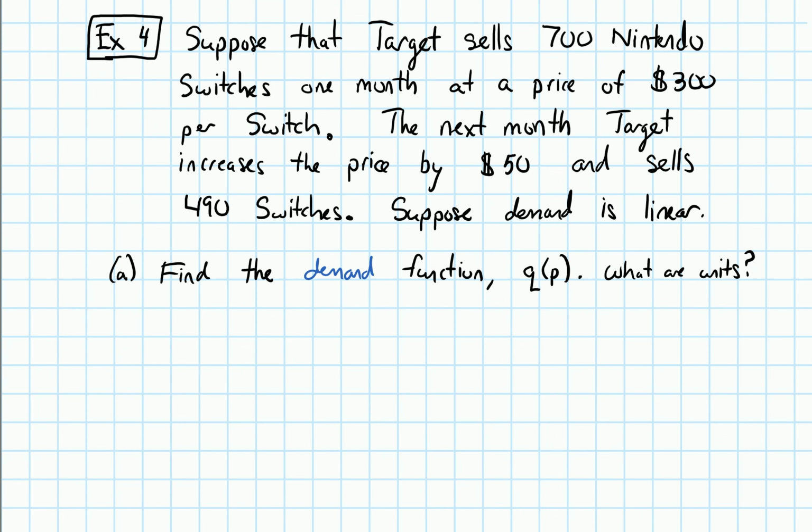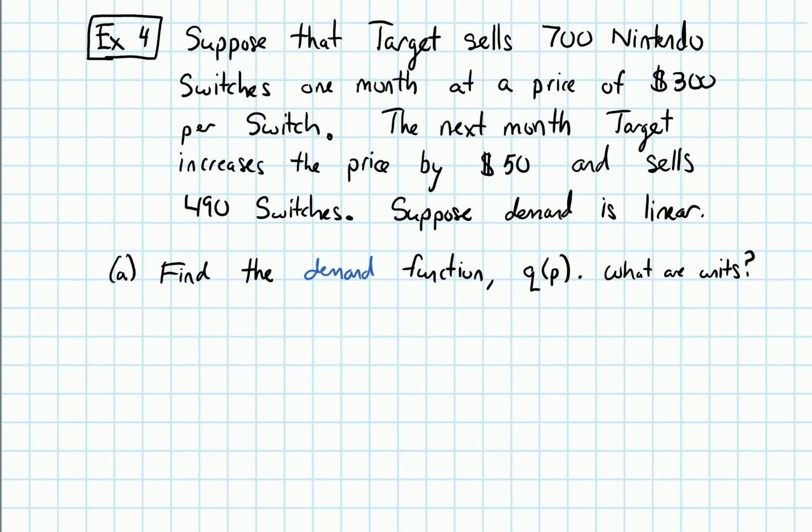So this is example 4, continuing the numbering of the examples from the previous videos of this section. So this says, suppose that Target sells 700 Nintendo Switches 1 month at a price of $300 per Switch. And the next month, Target increases the price by $50 and it sells 490 Switches. Suppose the demand is linear.